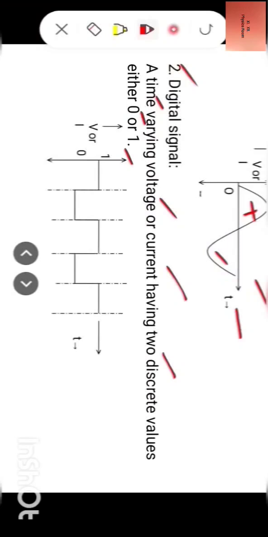Look at this diagram. In this diagram we take up time along the positive x-axis and voltage or current along the y-axis. Now the two discrete values are 0 and 1.